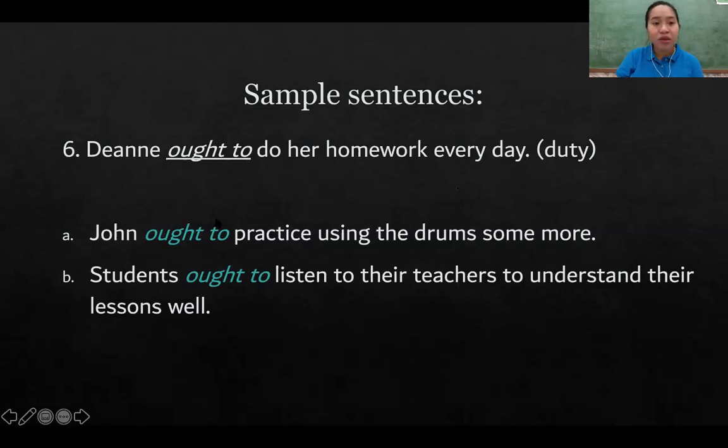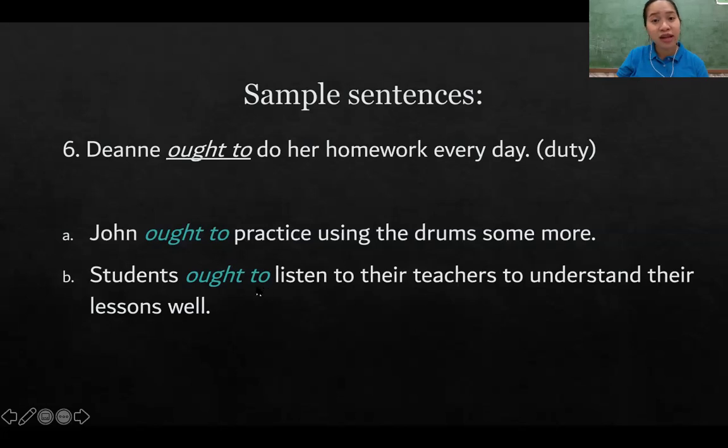Another example, John ought to practice using the drums some more. Okay? So it's a suggestion. Since he wants to improve his talent, he ought to practice using the drums some more. Right? Another, students ought to listen to their teachers to understand their lessons well. So that you can understand your lessons well, you ought to listen to your teachers. Okay, that's a duty. Okay?